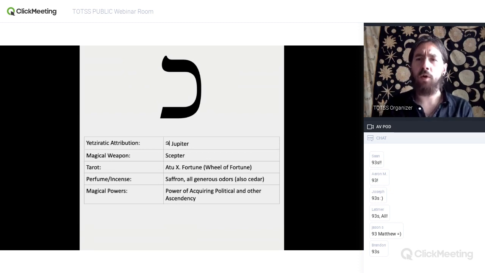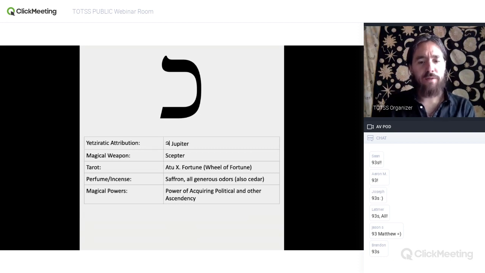Saffron is interesting. Saffron is like an orange color when it's made into a dye, but Crowley talks about the inside of the plant being a purple color associated with Jupiter, and also the idea that its odor is somehow big and generous and fits well with Jupiter, where also Crowley says all generous odors. I also included cedar there as well. Crowley gives cedar as attributed to Chesed, the sphere of Jupiter, but cedar is a very common incense for Jupiter. And I use cedar generally as my general Jupiter incense. And it fits very well, I think.